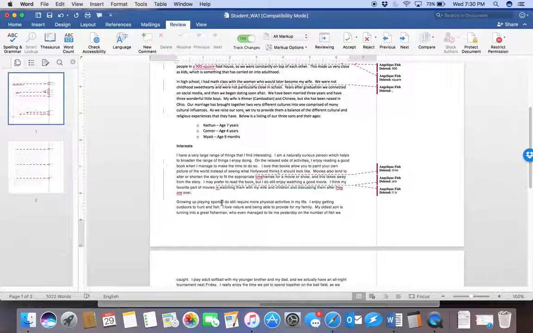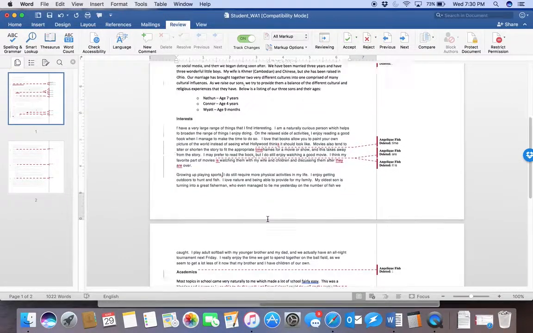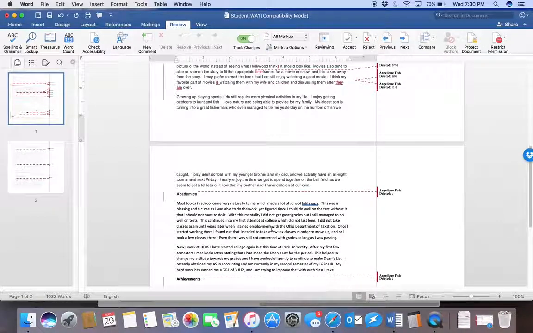Growing up playing sports, comma, after introductory expression, I do still require more physical activities in my life. I enjoy getting outdoors to hunt and fish. I love nature and being able to provide for my family. My oldest son is turning into a great fisherman who even managed to tie me yesterday on the number of fish we caught. Cute. I play adult softball with my younger brother and my dad, and we actually have an all-night tournament next Friday. I really enjoy the time we get to spend together on the ball field.